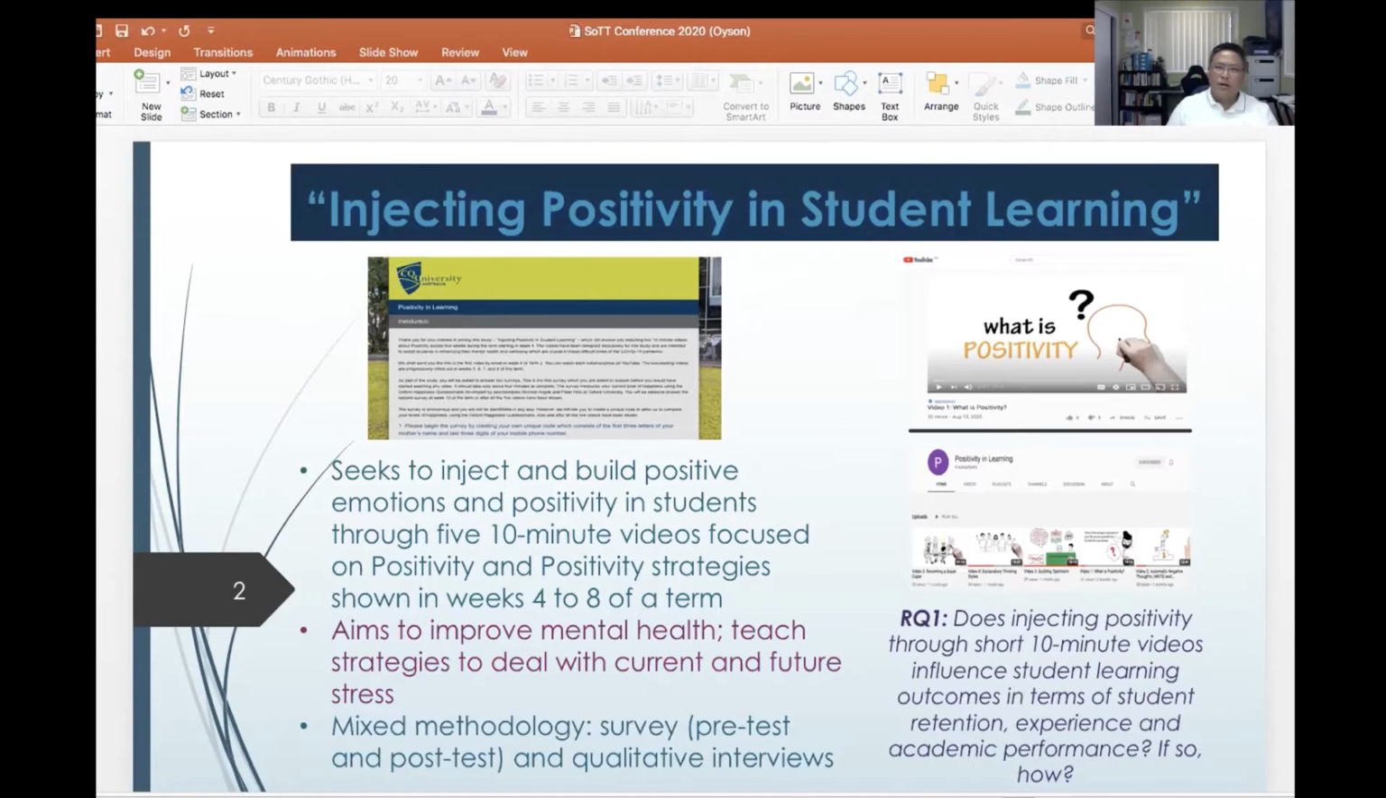The purpose of these podcasts was to teach students certain positivity strategies and how, for example, to improve their mental health and how to deal with current and future stress. When we first embarked on this project and submitted an application for ethics approval and for funding under the Scholarship of Learning and Teaching grant of CQUniversity, there wasn't any COVID-19 yet.